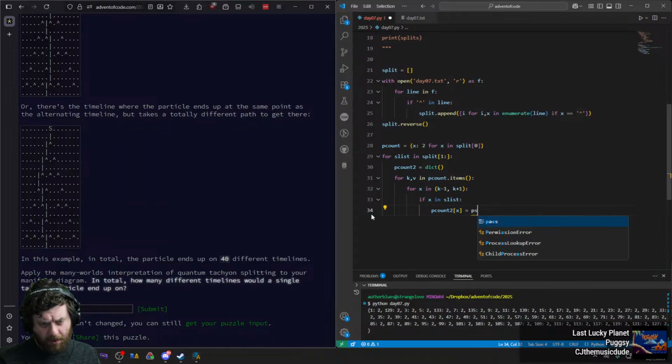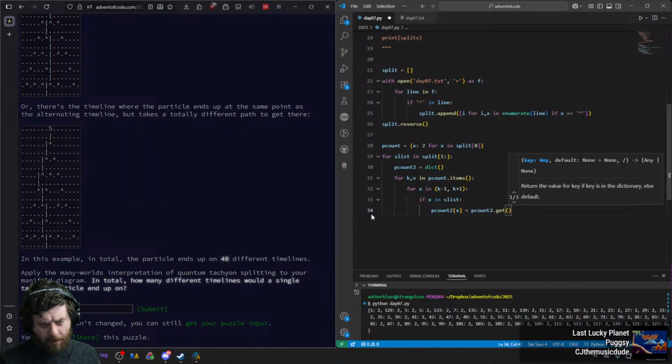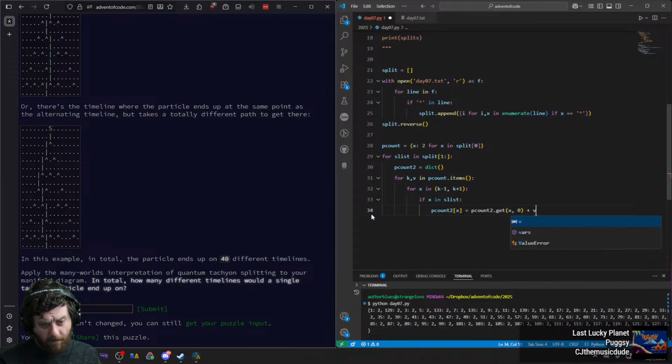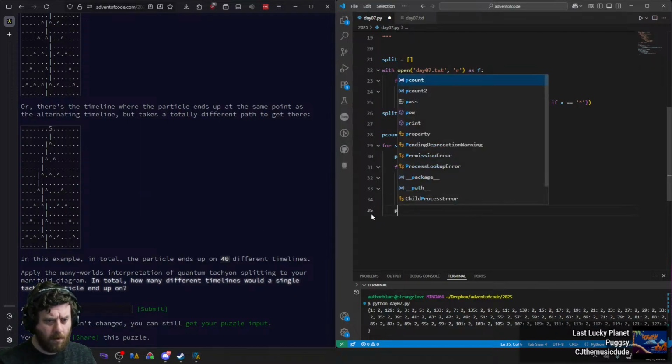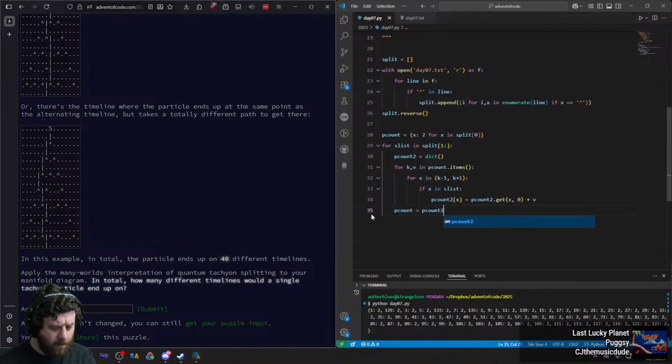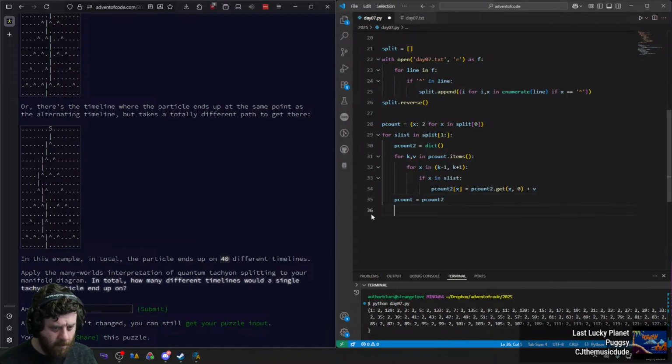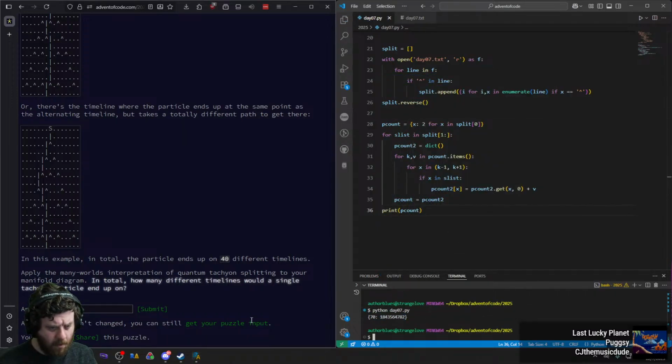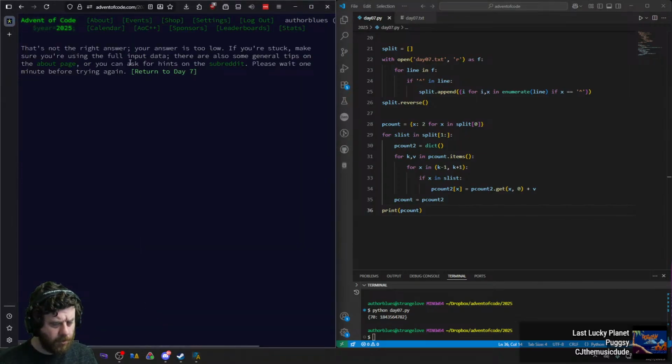P count 2 dot get x, 0 is my default, plus v. Too low. Okay.